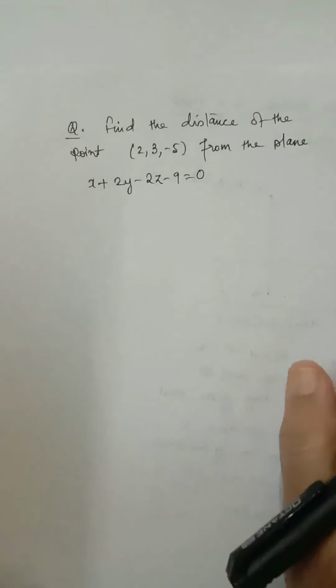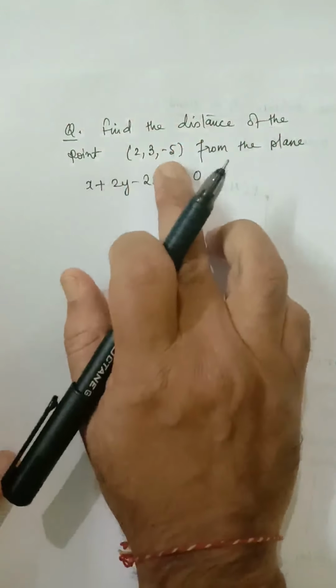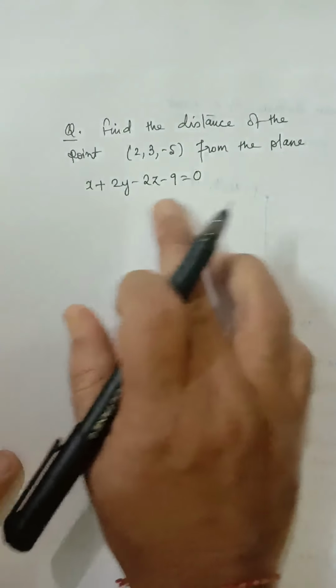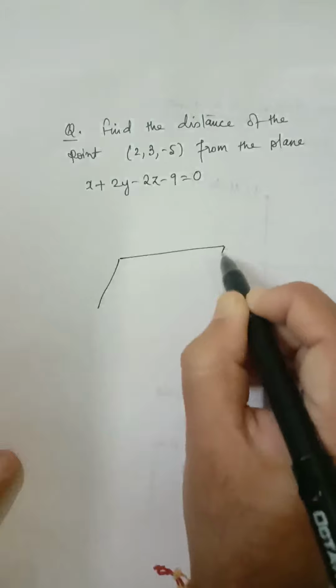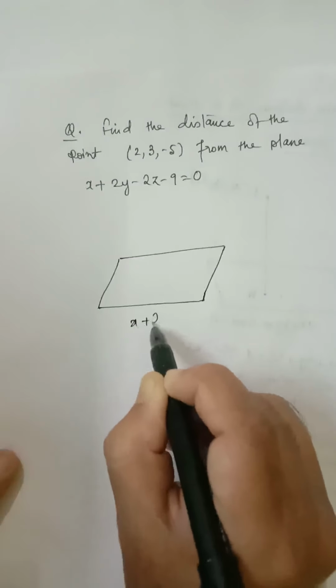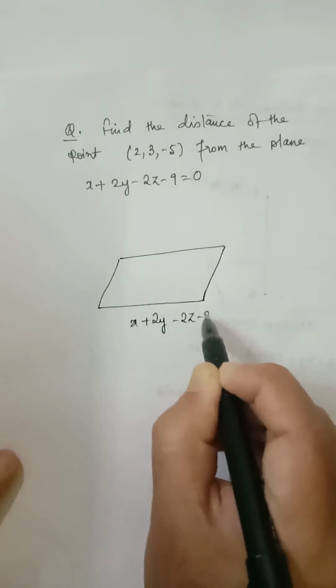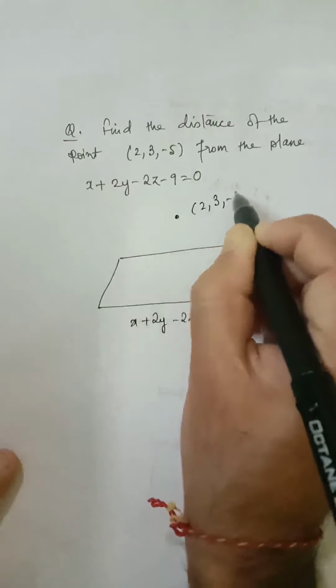Now let us solve this question. Find the distance of the point (2, 3, -5) from the plane x + 2y - 2z - 9 = 0. The distance means perpendicular distance. This is the given plane x + 2y - 2z - 9 = 0, and this is the given point (2, 3, -5).